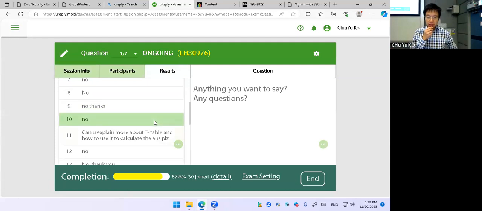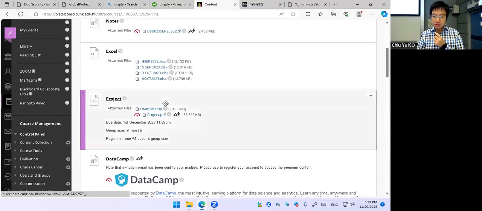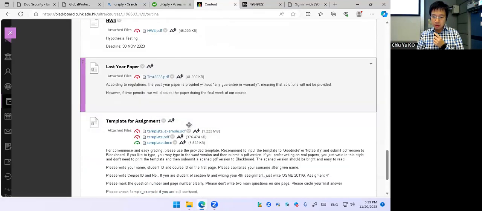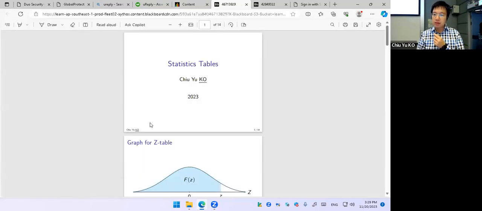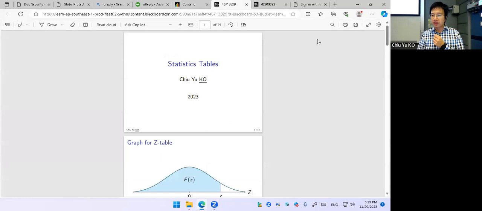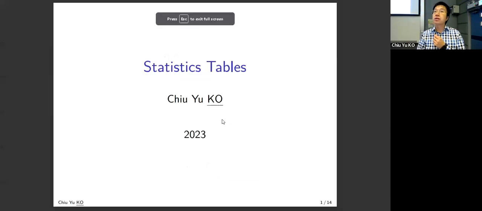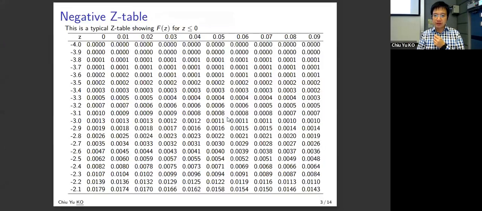So the question here: can I explain more about the T-table? Yes, I can. I uploaded the tables on Blackboard, because someone from another section asked me to upload a table so that you can print it and bring it to the exam. So I just prepared the tables. Some people asked me how to check the table, so this is the set table, but some asked about the T table.